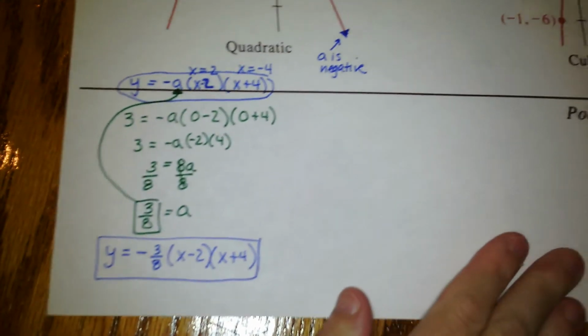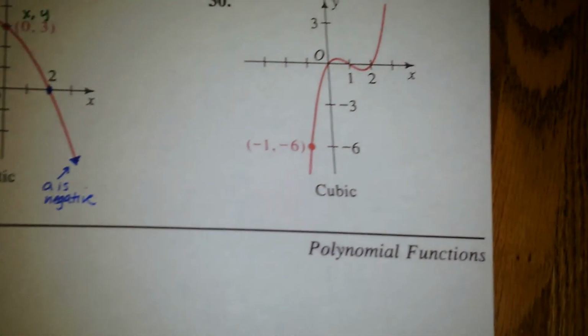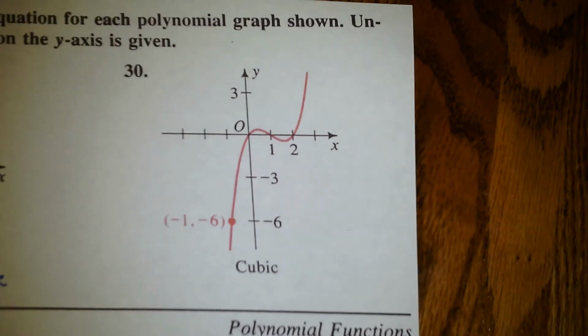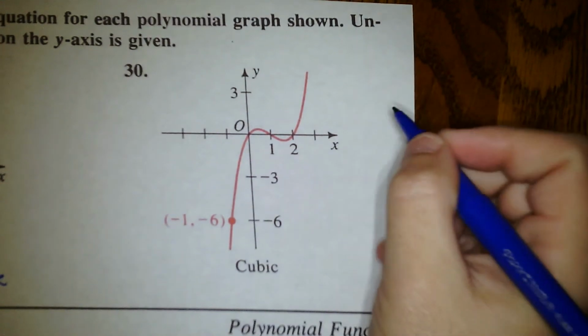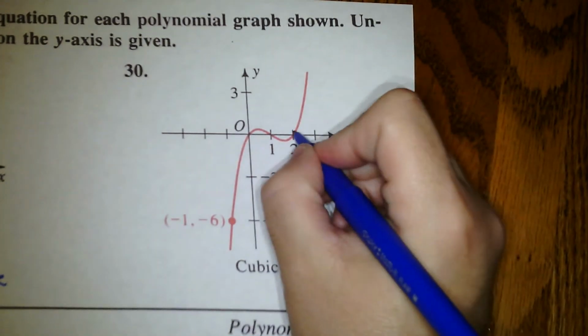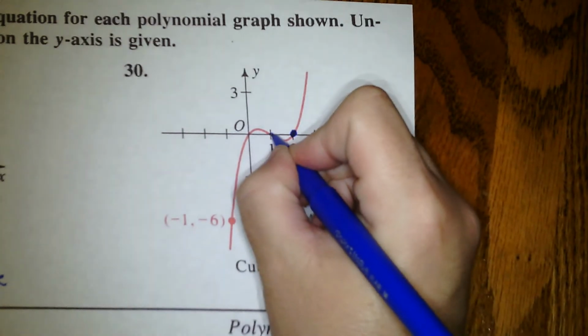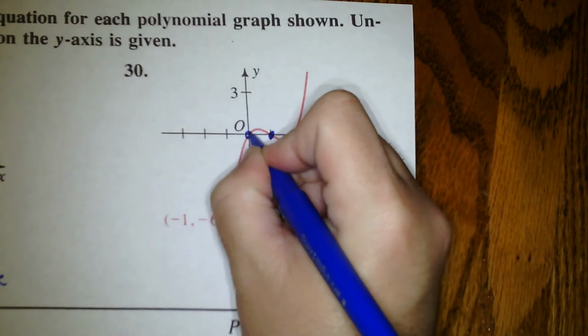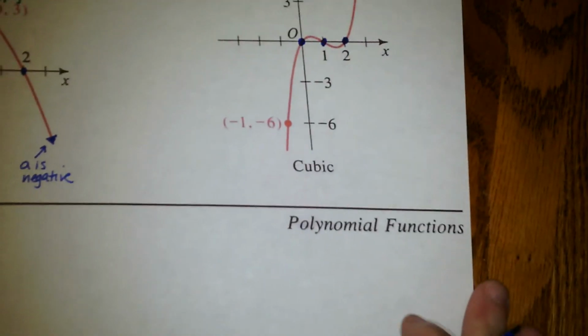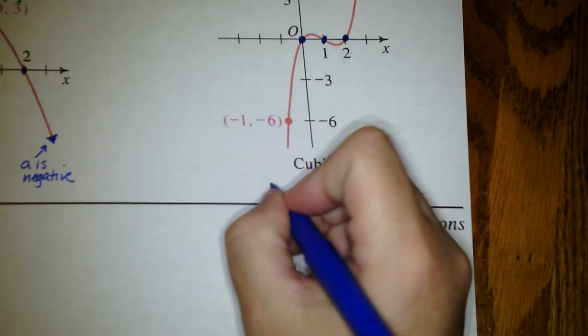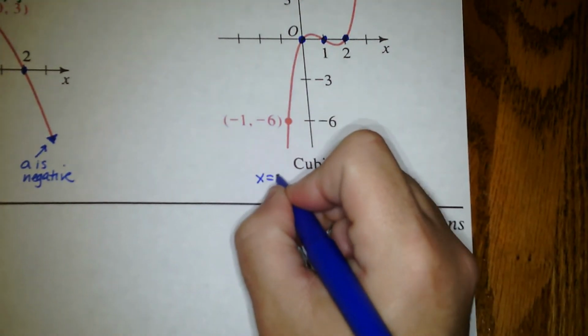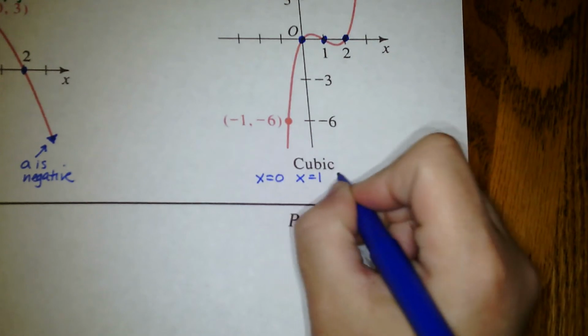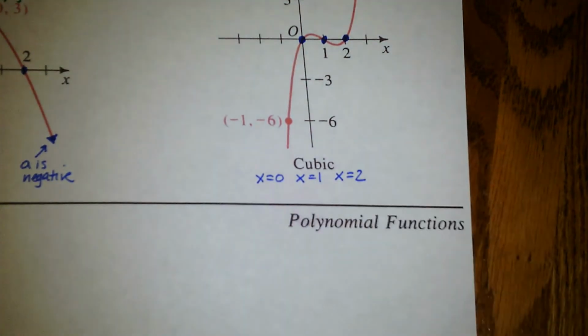Now we're going to translate over to this one. It told us this one was a cubic. Cubic has a degree of 3. Let me check and see where it's crossing. It's going to cross at 2, at 1, and at 0. So we've got x equals 0, x equals 1, and x equals 2. There's our cubic.